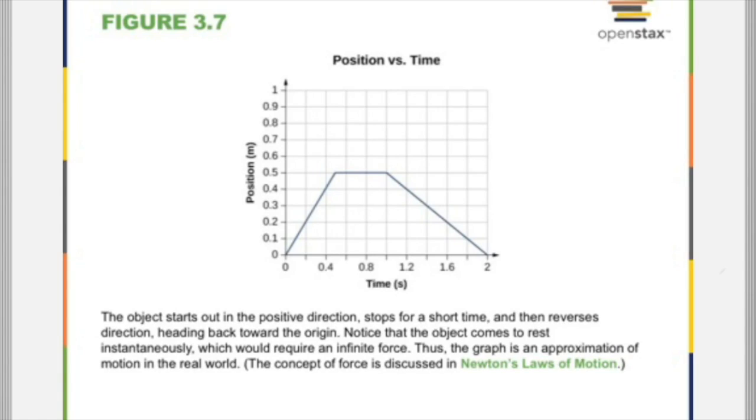How many sections are there? Three sections, isn't it? So three lines or three segments. Each segment will have a slope. Find that slope.